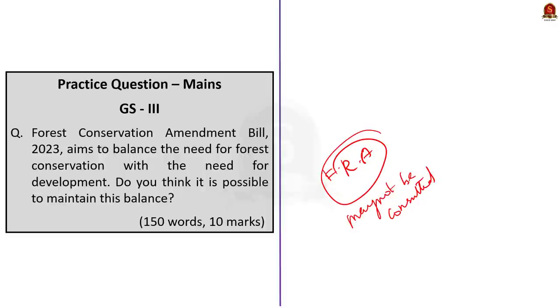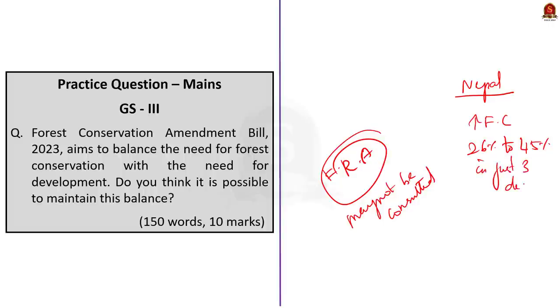Take for example Nepal, where involving forest people in the management of forest has helped to increase forest cover from 26% to 45% in just 3 decades. If India is to meet its climate goals, it should involve forest people in the management of forest.